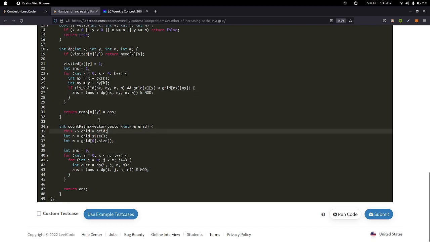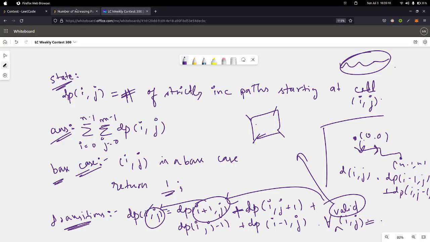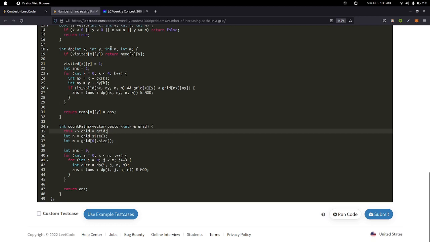Okay, so the dp of I comma j, as I said before, is defined the same way. x and y will be variables and n and m are constants, and if we have already visited this particular state, we can return the memoized value. If not, visit that cell and initialize the answer with 1, because that cell itself is a strictly increasing path of length 1. Then for all the adjacent cells, the new cell is nx equals x plus dx of k, and ny equals y plus dy of k.